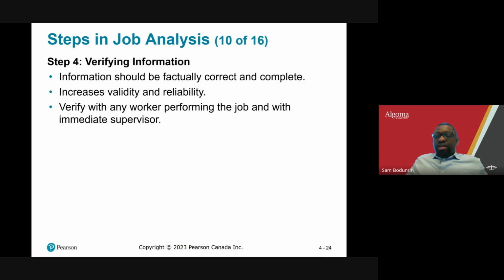Now, step four is when we verify all the information that we collected, all the data. The data must be valid and reliable. We've spoken before about validity and reliability, so that will also work here. We need to find out if the data we're collecting is correct, accurate, and reliable, and that we can use it for the purpose of that research.